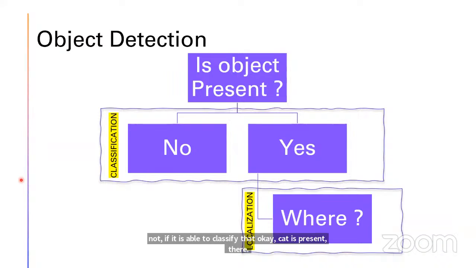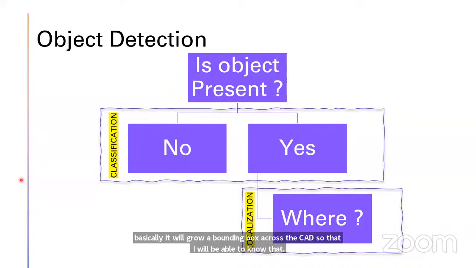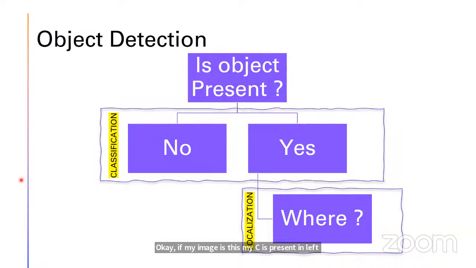Now the next task is localization of that particular cat. So in the image, where exactly is that cat present, what are the coordinates of that particular cat, right? That also happens in object detection. So basically it will draw a bounding box around the cat so that I will be able to know if my image is this, whether my cat is present in the left corner, right corner, center, or where. And if multiple objects are present, it will draw different bounding boxes around all of them. So classification plus localization is your object detection.